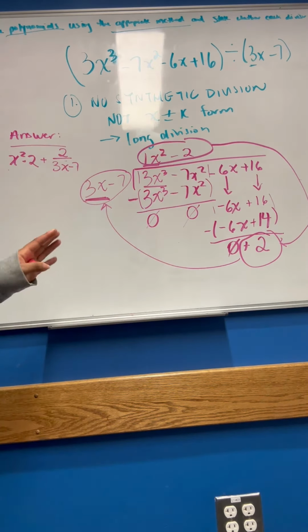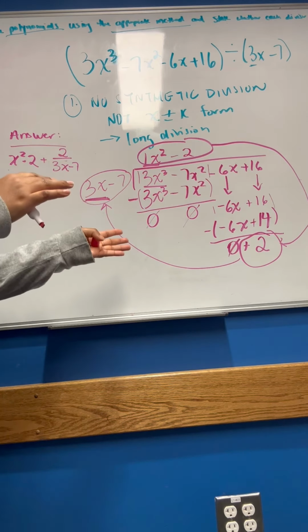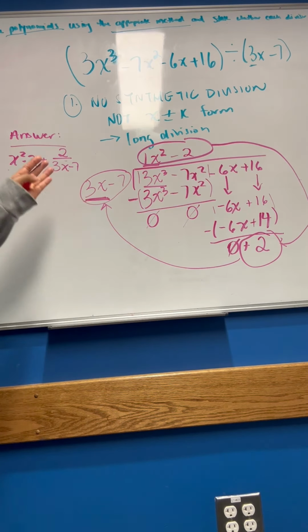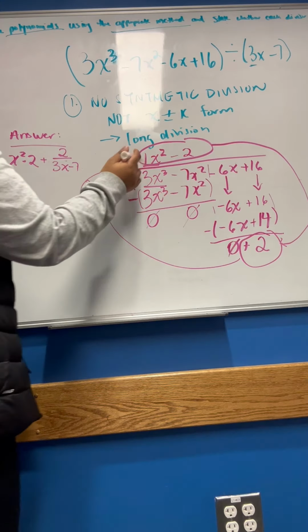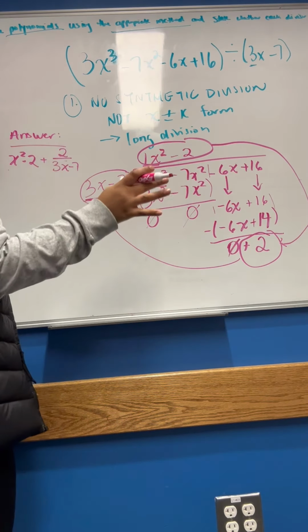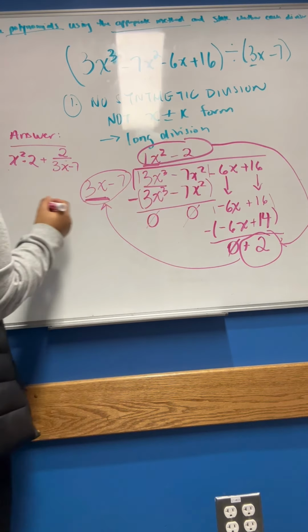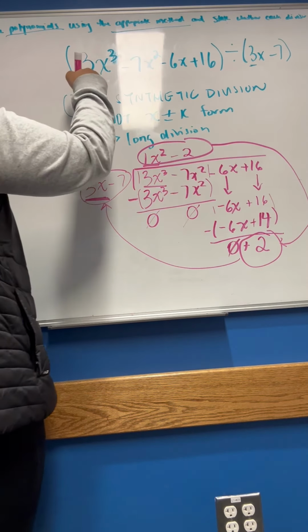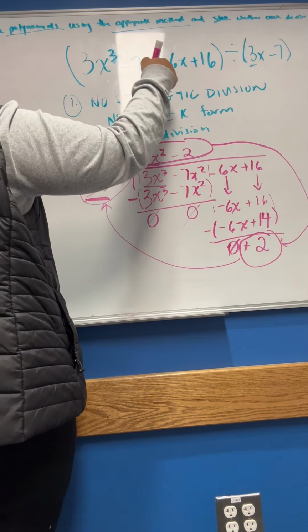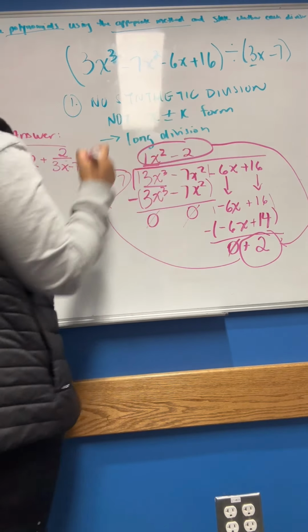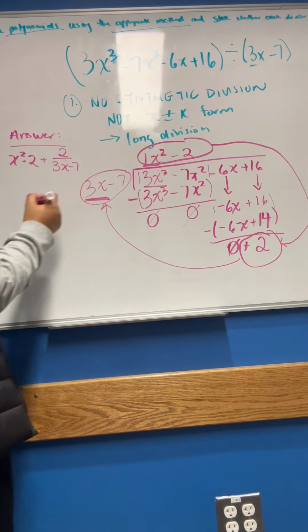If we didn't have a remainder, this would be a factor, okay? 3x minus 7 would be a factor. And our answer, just imagine that there's no remainder, our answer would be the second part of our factor. So we could factor this long polynomial, 3x cubed minus 7x squared minus 6x plus 16.